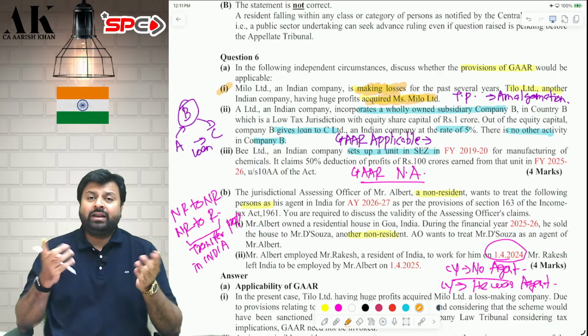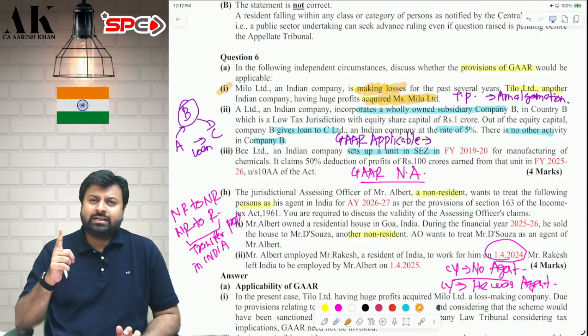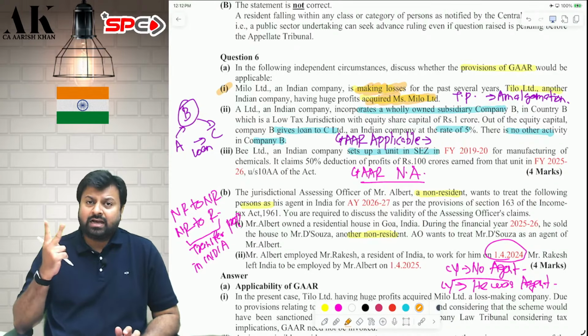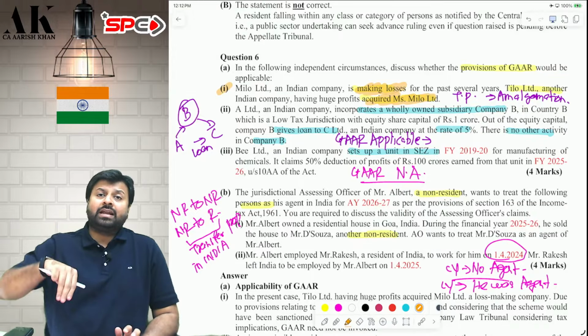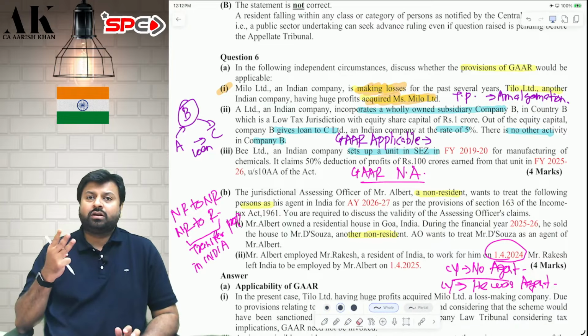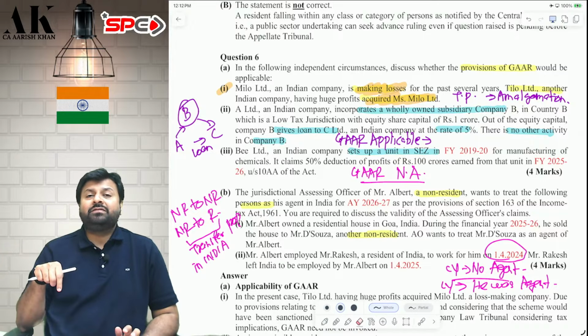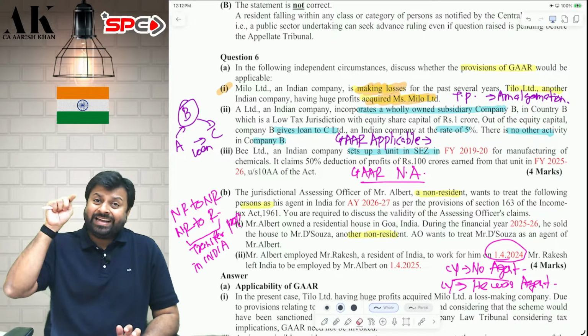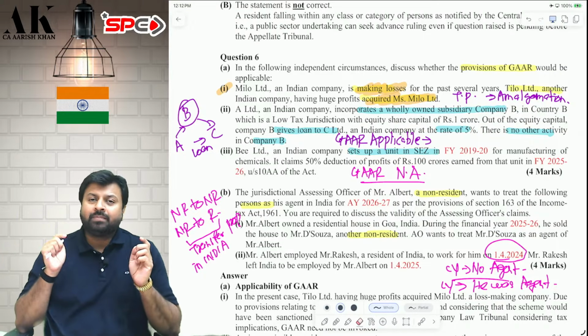See, when does GAR apply? If there is a tax evasion case, GAR does not apply. If there is a tax planning case, GAR does not apply. If there is a specific anti-avoidance rule, then also GAR does not apply. If there is no specific anti-avoidance rule and there is tax avoidance, then GAR applies. Okay. Now, it is tax planning.